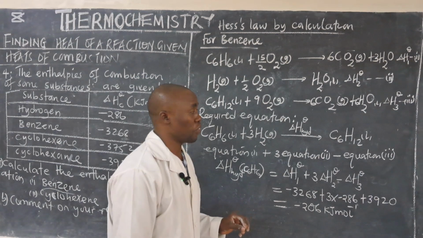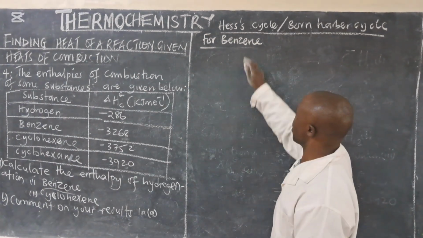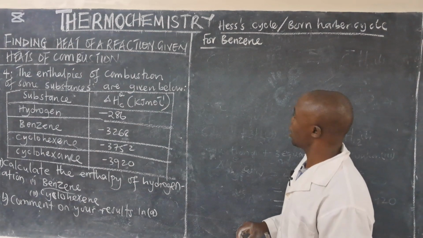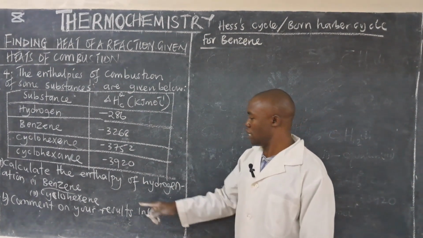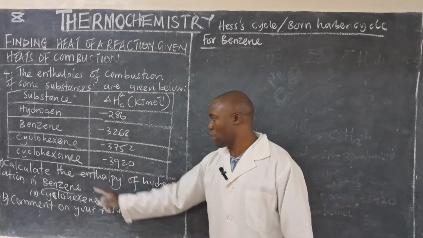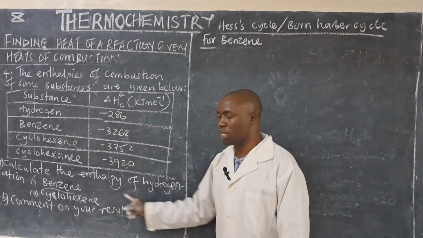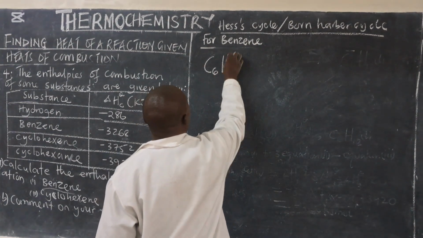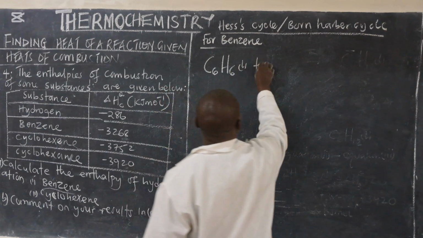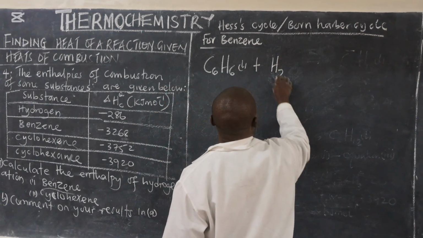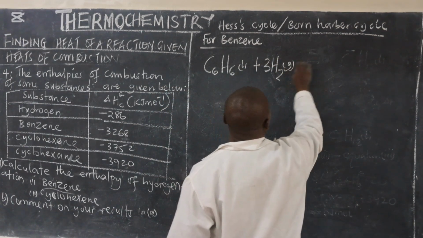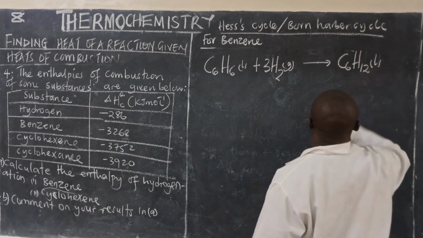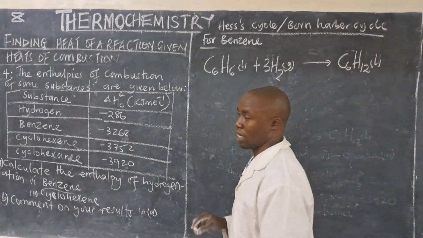So let's look at method 2. In method 2, we are using the Hess cycle or Born-Haber cycle. So let's dive into it. So we only need the equation for the reaction wanted. So we want the enthalpy of hydrogenation of benzene. So let's write the equation for hydrogenation of benzene. So benzene plus hydrogen, the three of them, giving us cyclohexane.